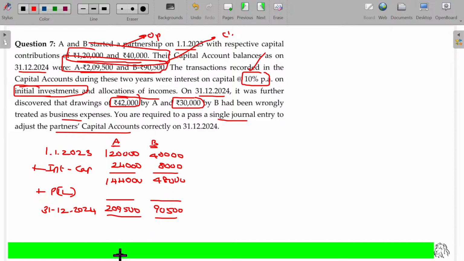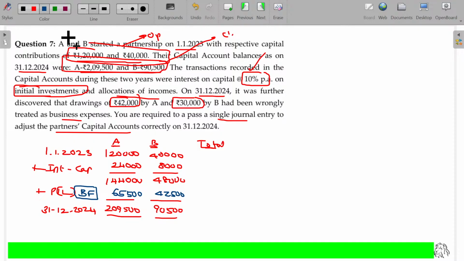Yet the balance being 2,09,500 means definitely it should be the profit earned and added to A's and B's account. Come on, how much is that? The difference between these two balancing figures. How much? 65,500. For B, 42,500. Yes, come on, tell me the total value of the firm.